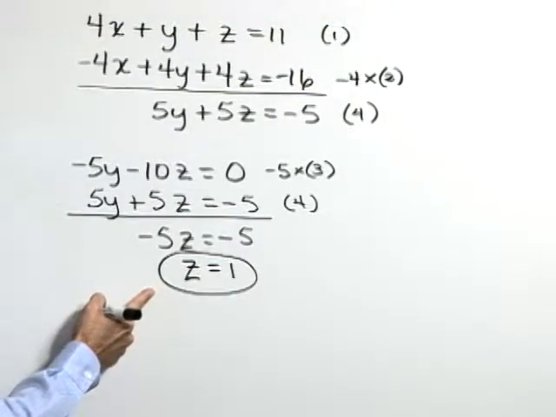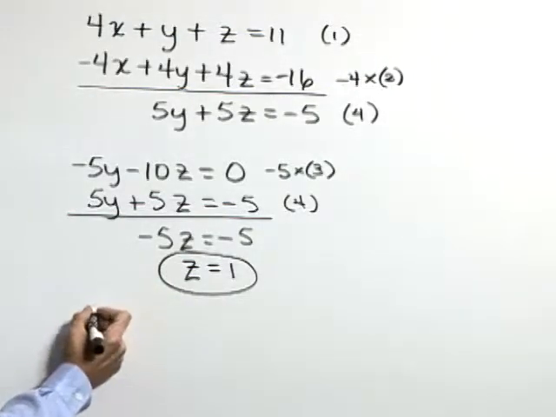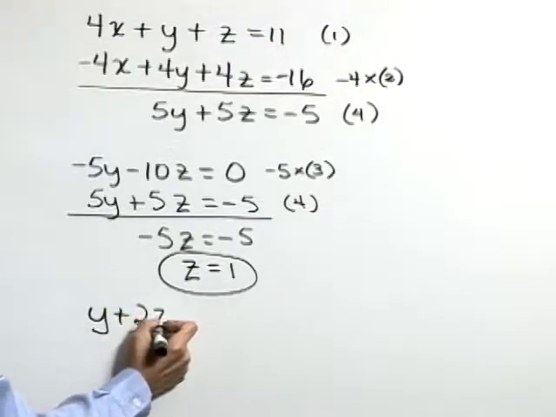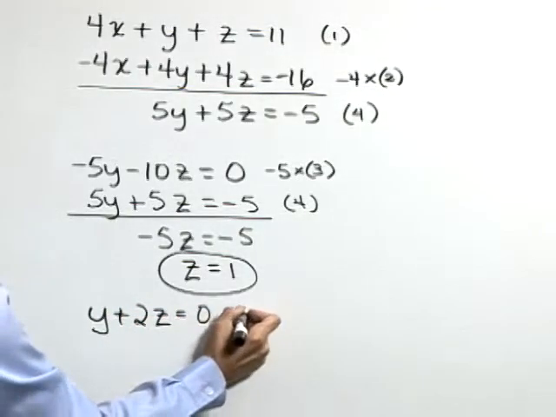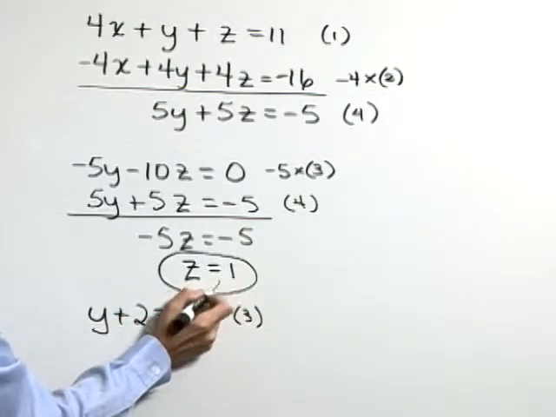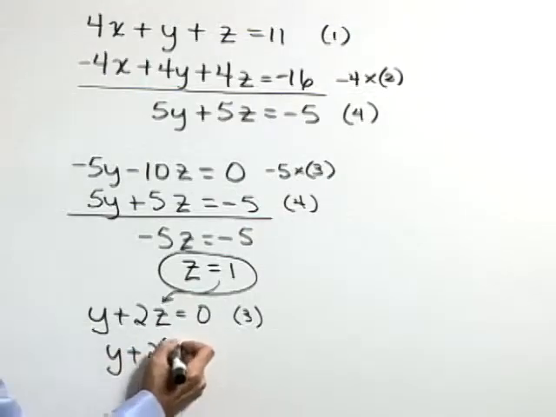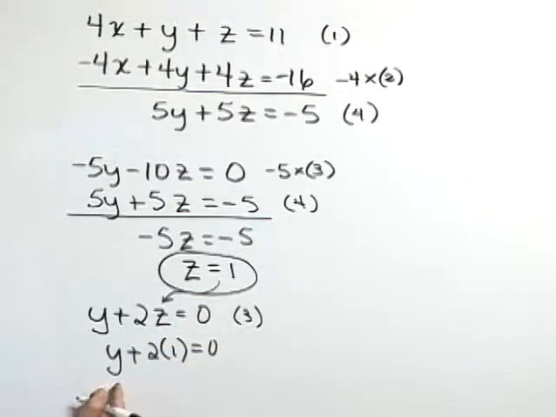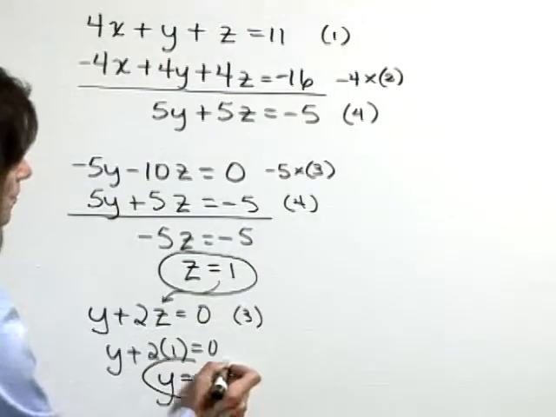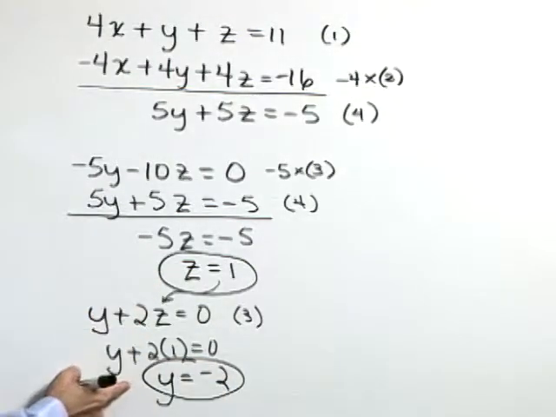I'm going to use equation number 3, which is y plus 2z is equal to 0. Let's substitute z equal 1 and solve for y. So y plus 2 times 1 is equal to 0. That's y plus 2 is 0, or y is equal to negative 2. Now we've solved for 2 of our variables. We need to solve for that last one, x.